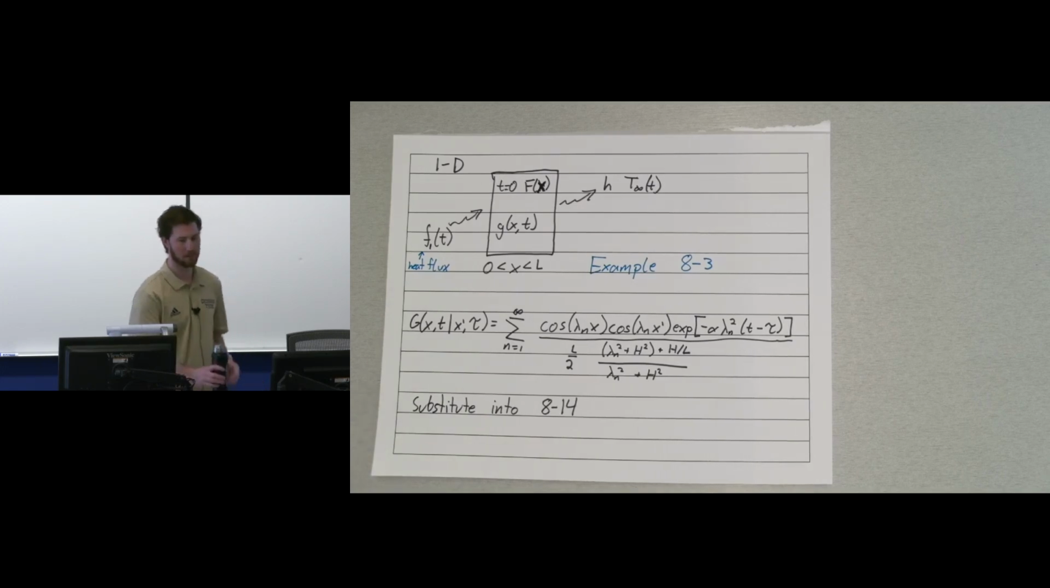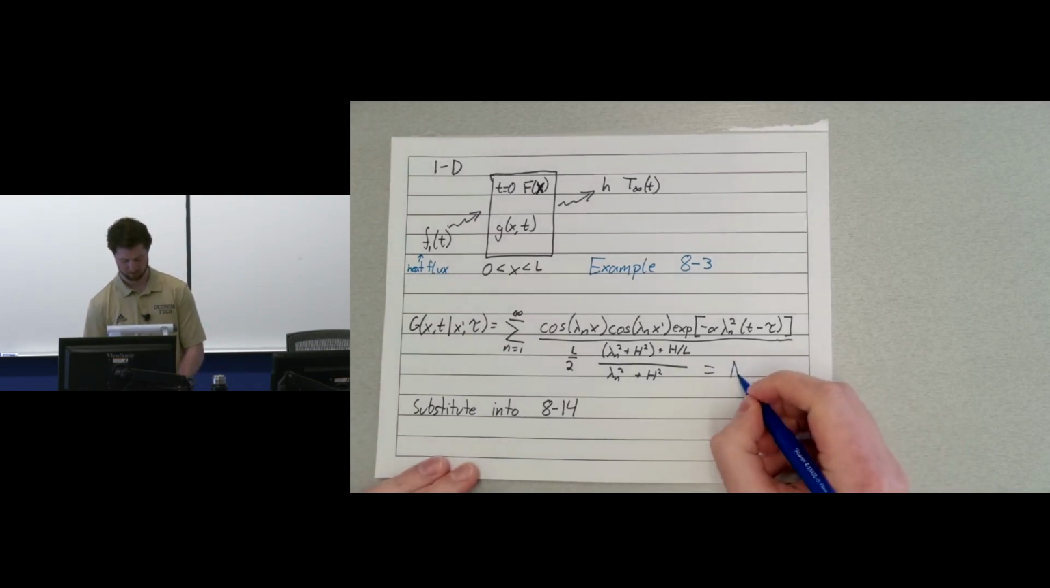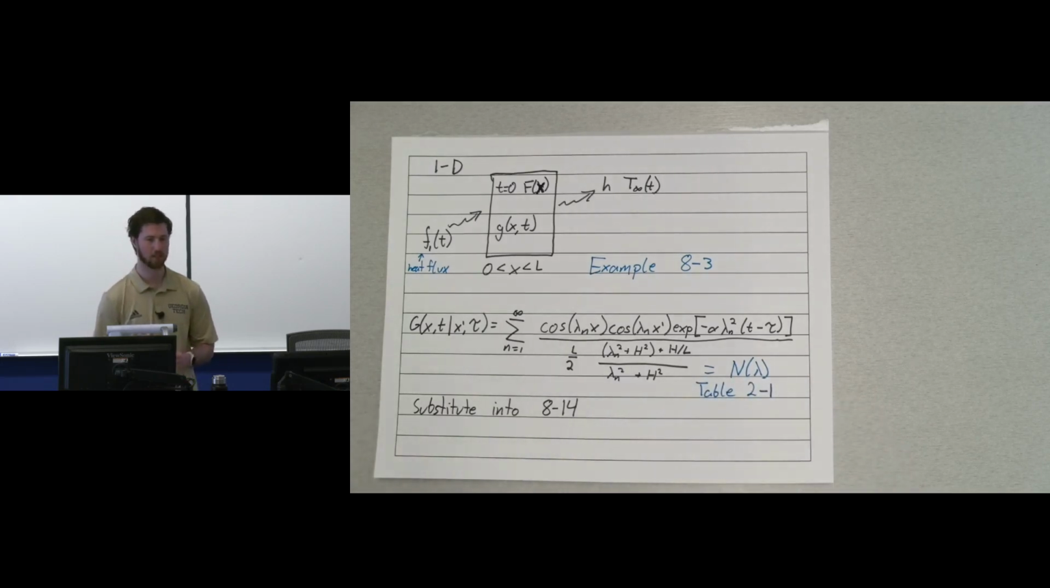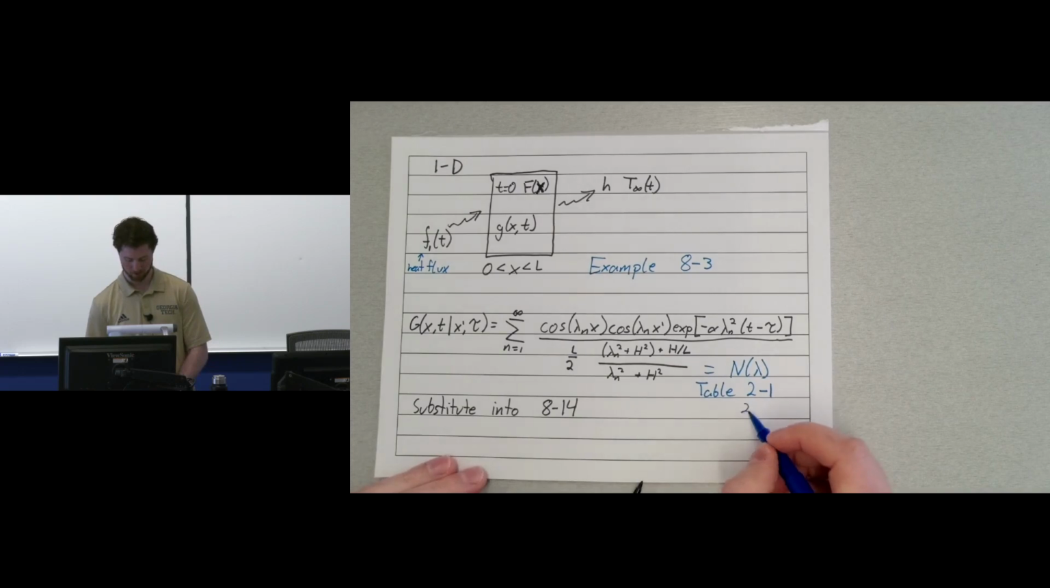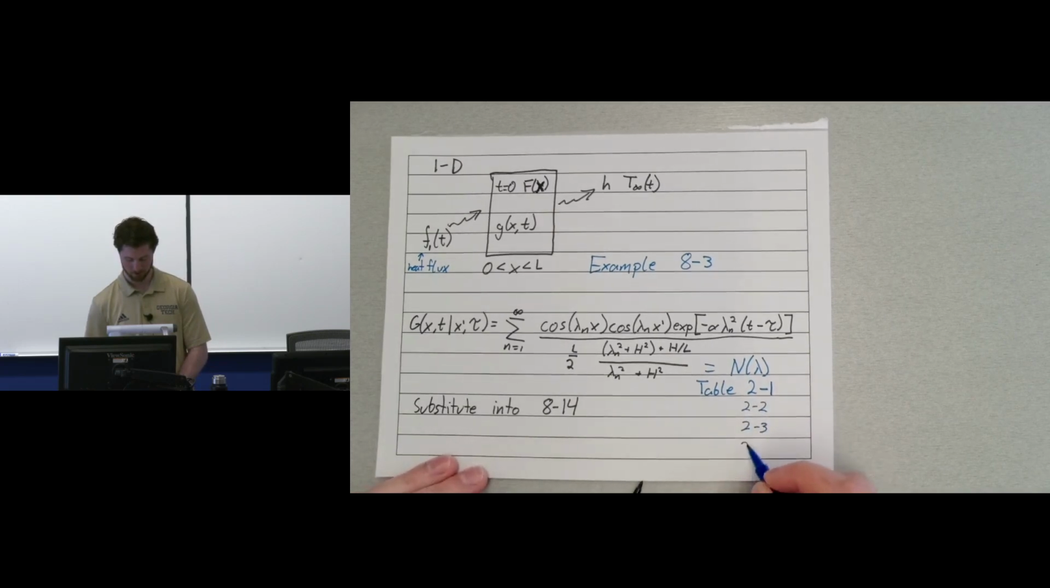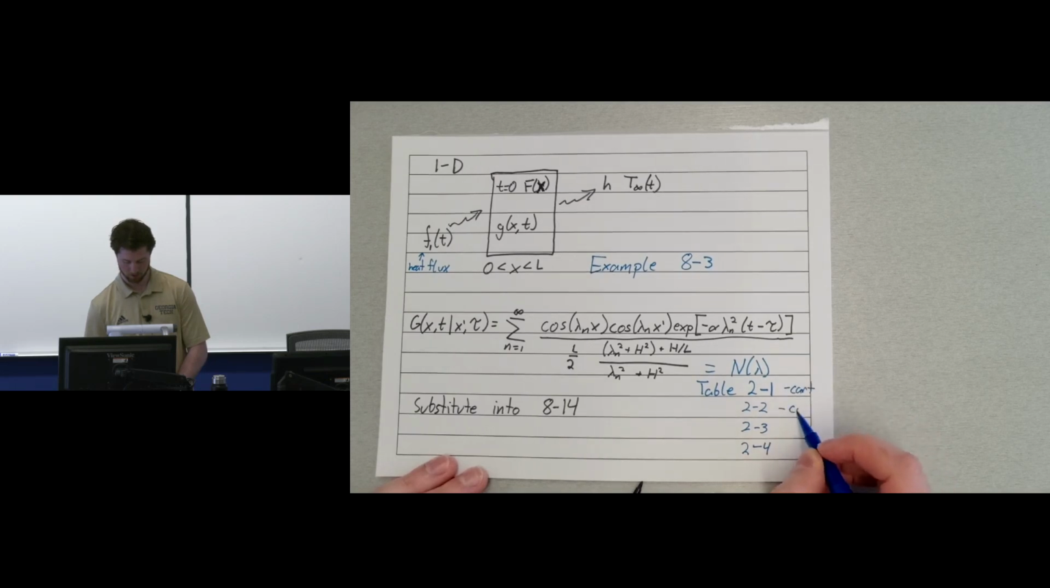Where's the lambda n squared h squared plus h over n? Where do those terms come from? Yeah, this. That's the norm. If you write out the eigenfunction in terms of angles of the triangle, you can write it out. You can look at it by doing the triangle method, or you can look at table 2-1. Or 2-1, 2-2, 2-3, 2-4. This will be Cartesian. This will be cylindrical. I think this one's also cylindrical.